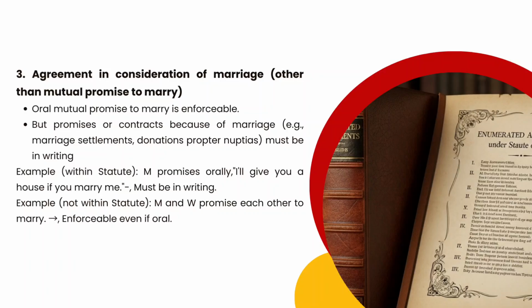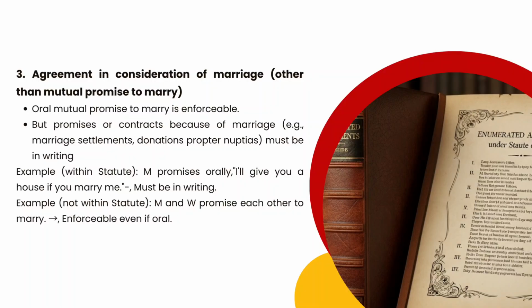3. Agreement in consideration of marriage, other than mutual promise to marry. Agreements made because of marriage, e.g., M promises to build a house if W marries him, must be in writing to be enforceable. The rule applies even if the promise is made by a third person in favor of one of the spouses. A mutual promise to marry does not need to be in writing and may be proven by oral evidence in an action for damages.